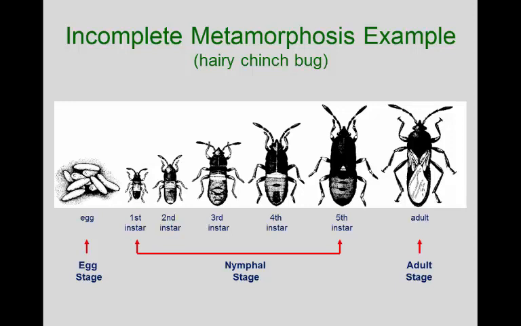Now, what you can't really see on this black and white diagram is the wing pads being developed and eventually unfurling as the full wings of the adult. I know this gets confusing.